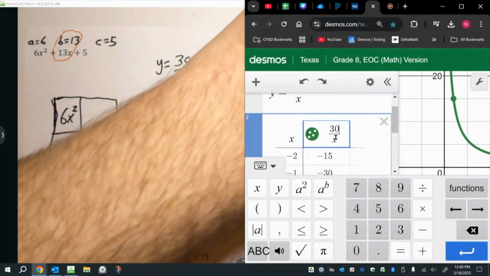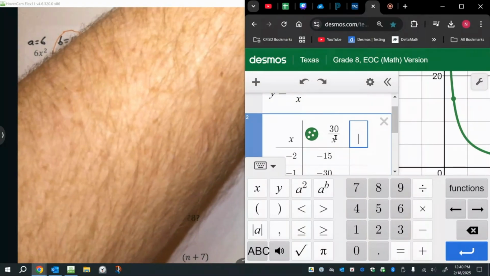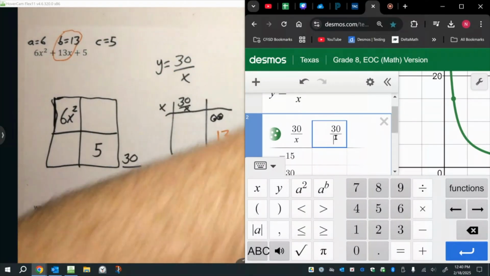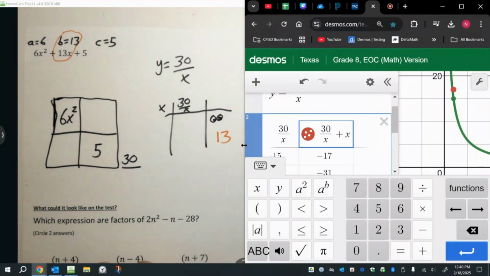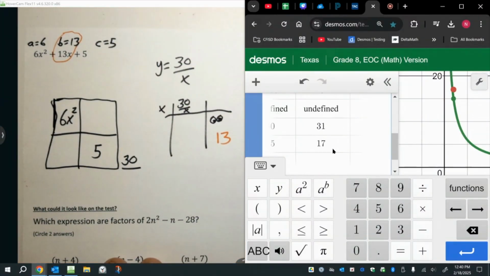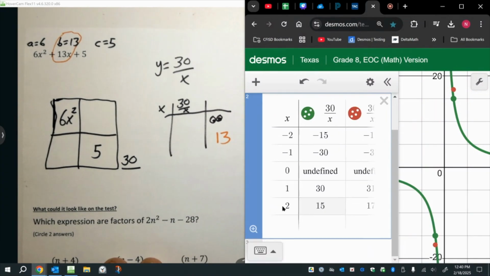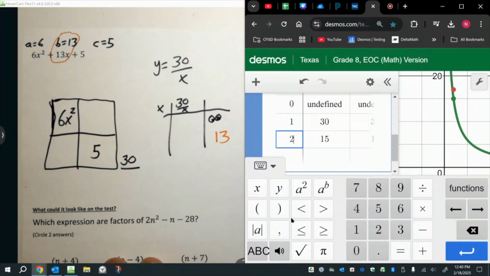Control C. I don't think I did that right. Whatever. Divided by x, arrow over plus x. That works. Okay, so what are we looking for? Oh, we're looking for 13. That's 17. That doesn't help me. So let's go to the next one.